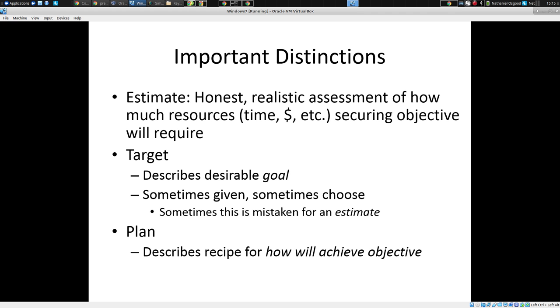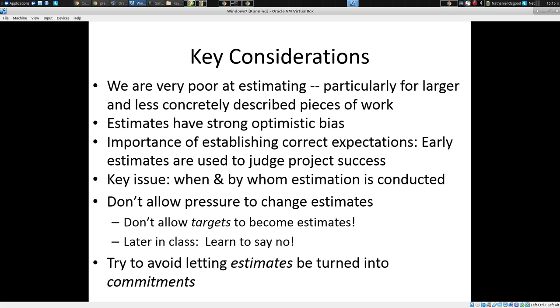Okay? A plan is something different. It's, you know, how will we go about doing that? Who's going to do what? A work breakdown structure, cost breakdown, etc. Okay, so I want to give a few key considerations. So software engineers are very poor at this. Particularly, and this is a key point, particularly for larger and less concretely described pieces of work.